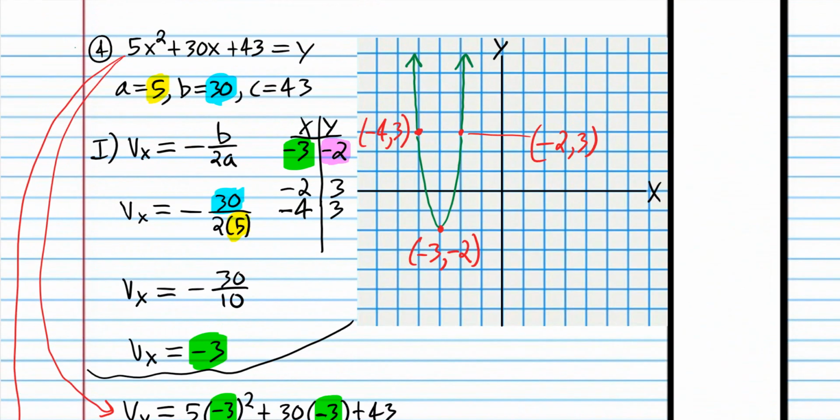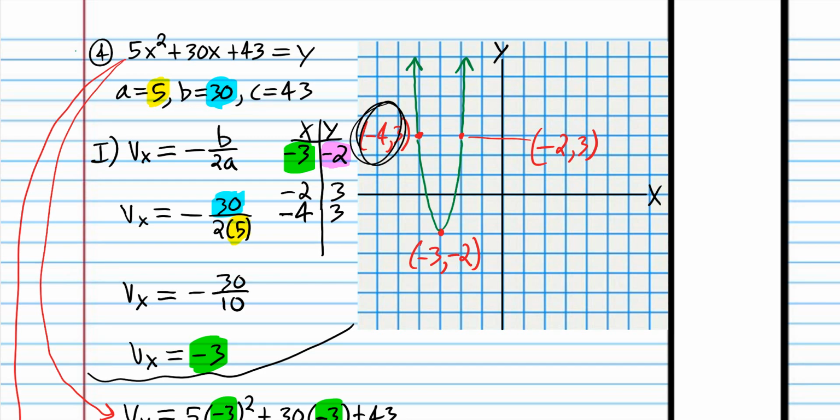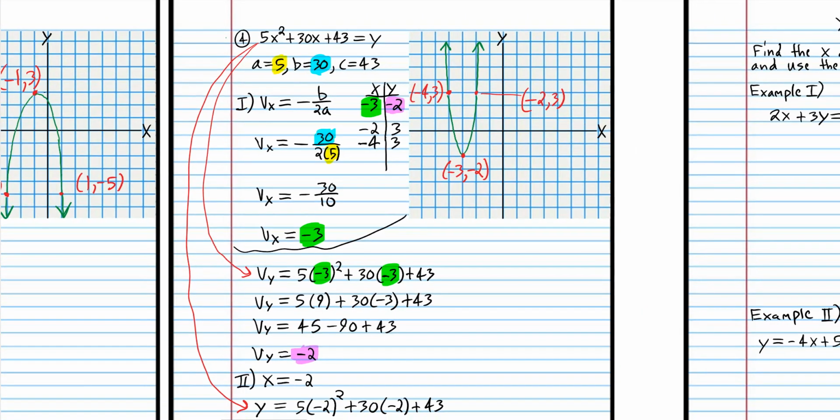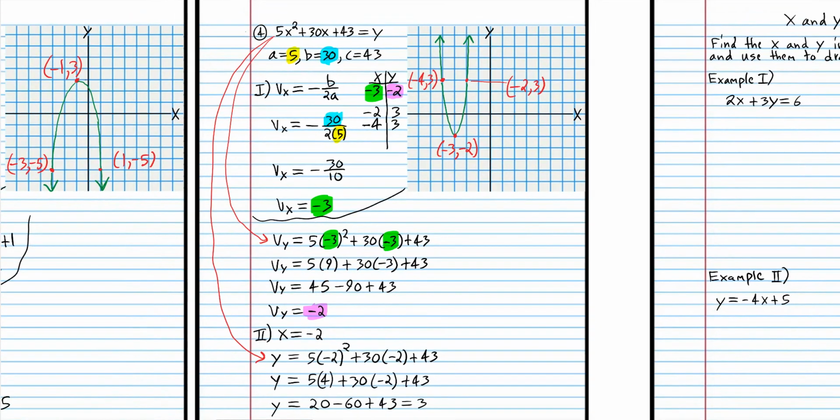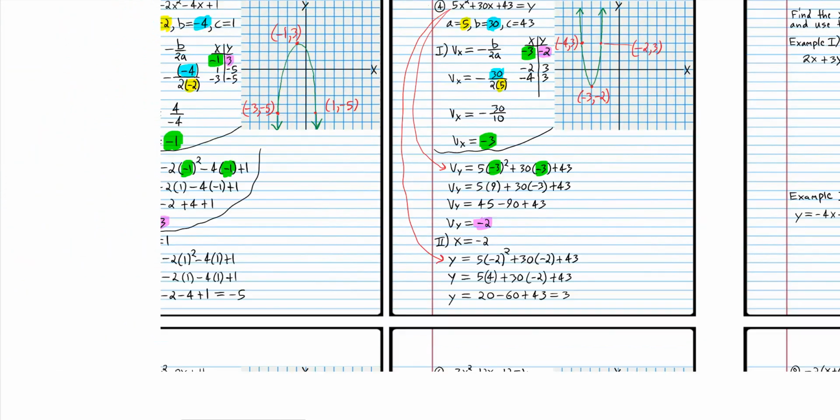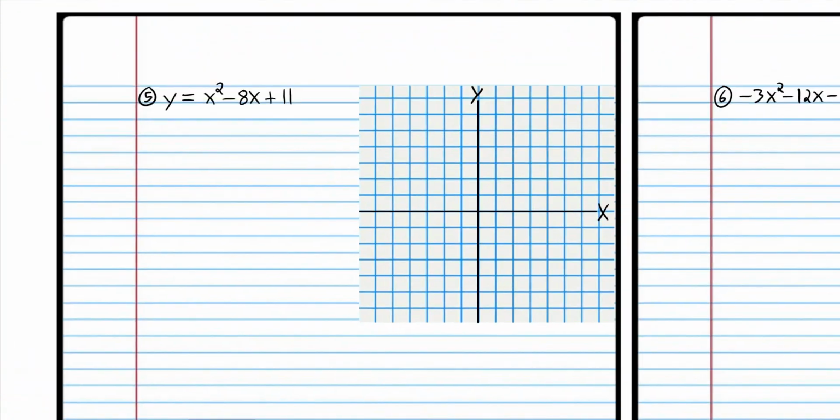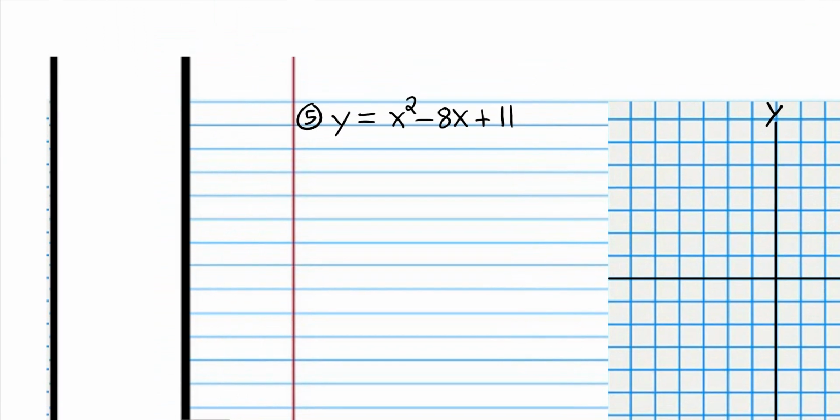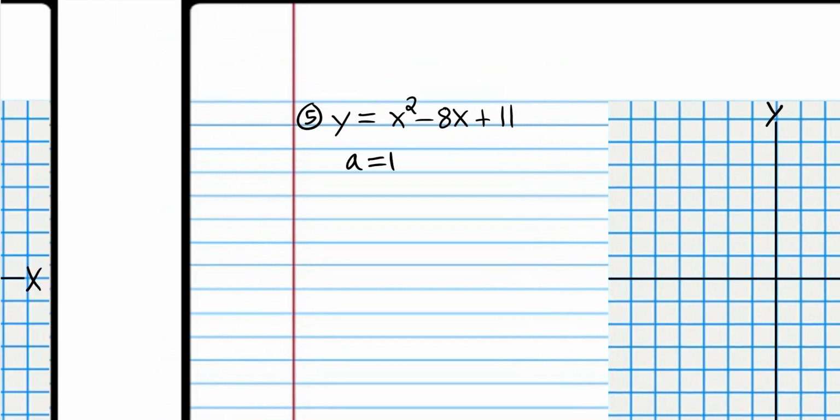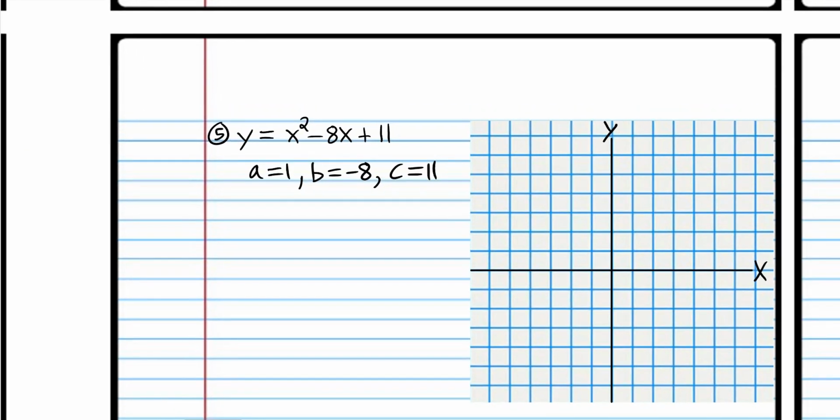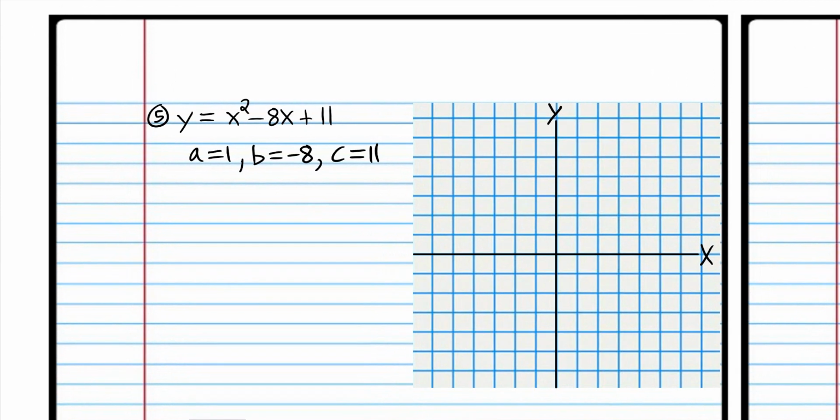Now you may have chosen to find this x value first. That's okay, as long as you got that basic graph. So let's go on to the next problem. And for this problem, be aware that a is 1 because there's no coefficient there, so it's assumed to be 1. And I'm going to go ahead and write those coefficients for you. So go ahead and try number 5.